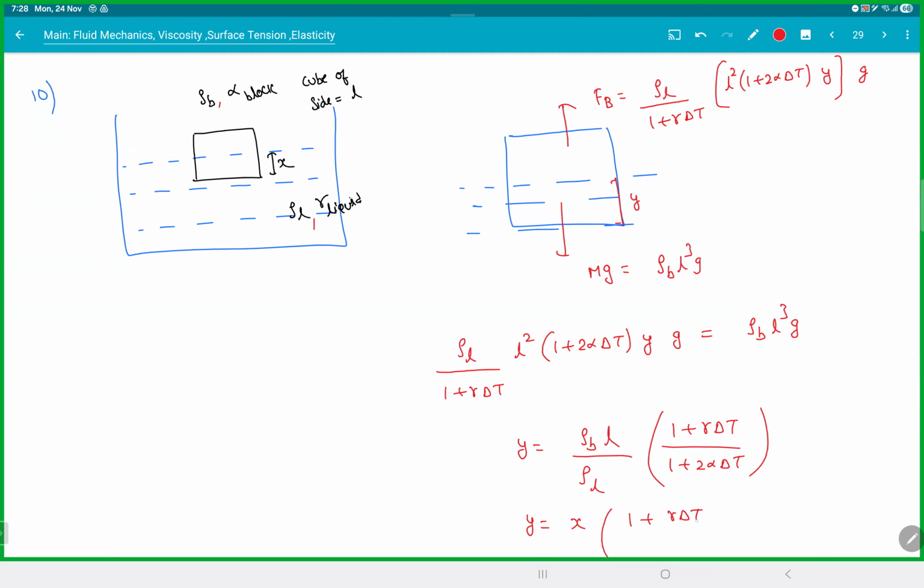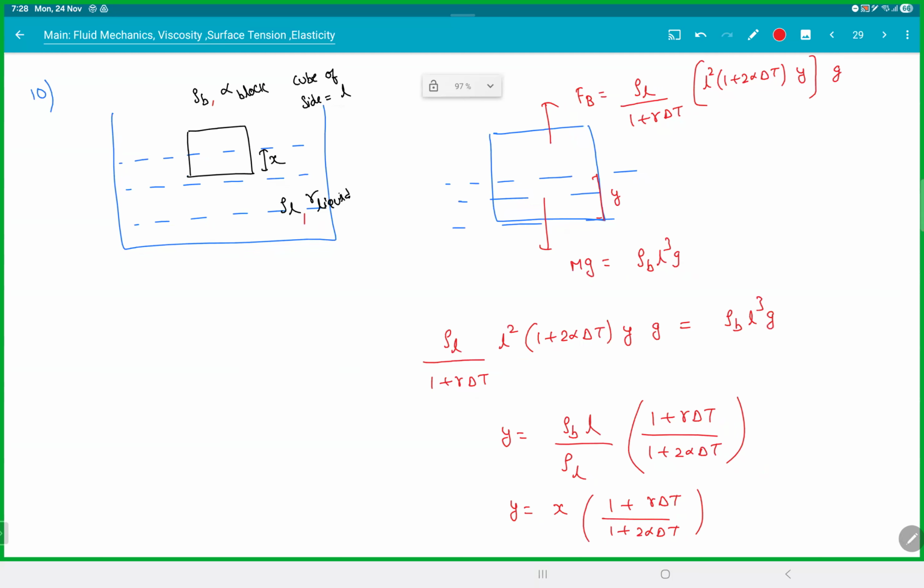x is that initial thing. They can ask a question like this: find the relation between alpha and gamma so that the depth x will never change. That itself is another good question. Most people think alpha is 3, gamma is 3 alpha. No, it is 2 alpha. When you increase the temperature, the block sinks more. Then what is the relation between gamma and alpha? So y must be greater than x. So gamma is greater than 2 alpha. It will sink more. If gamma is less than 2 alpha, the block will come out. If gamma is equal to 2 alpha, x will never change.